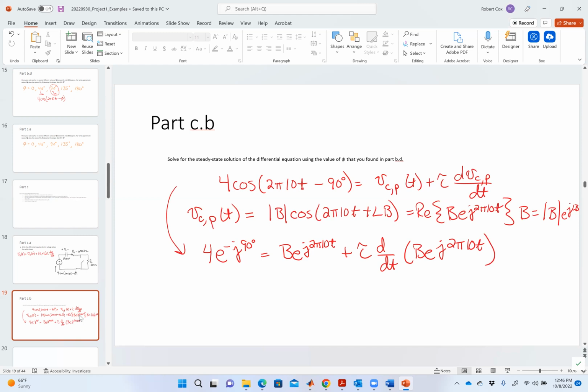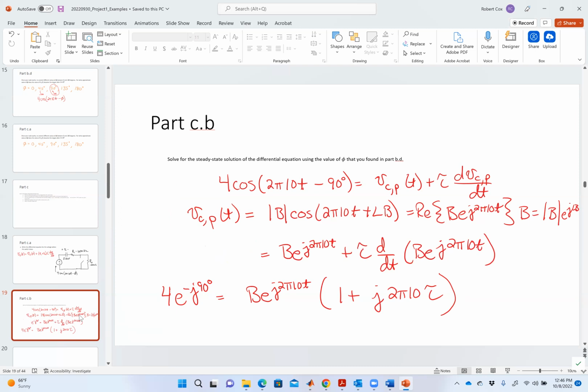Now I go through that same process as I did before. Isn't any different, right? I take the derivative and all that sort of stuff. What I end up with is that 4e to the negative j 90 degrees equals b e to the j 2 pi 10 t times 1 plus j 2 pi 10 tau times b, right? So I know that I'm going to get a common factor of b e to the j 2 pi 10 t when I solve this thing, right? And if I was careful, I guess I left out the fact that if I'm truly in the Phasor domain, I just say 4e to the negative j 90 degrees times e to the j 2 pi 10 t. So I need to put an e to the j 2 pi 10 t in front of that whole thing. And the e to the j 2 pi 10 t's are going to cancel, right?